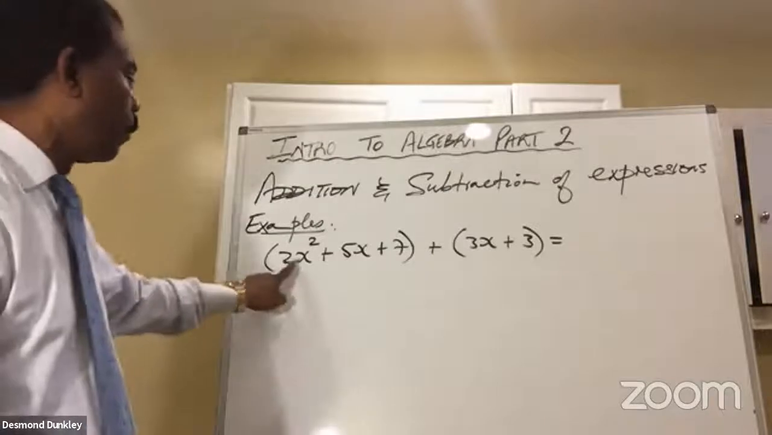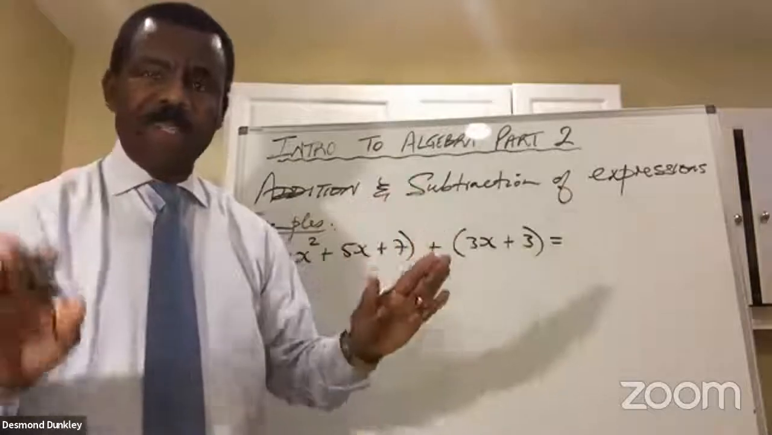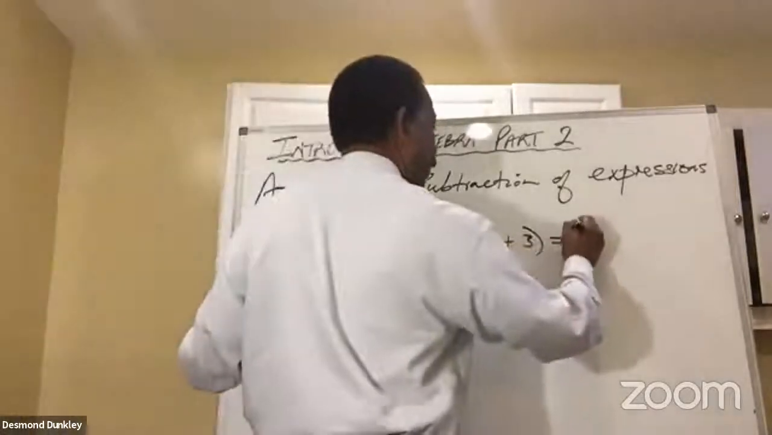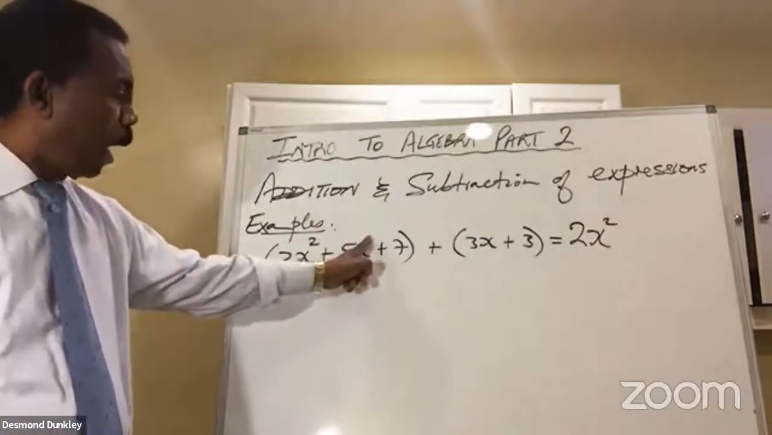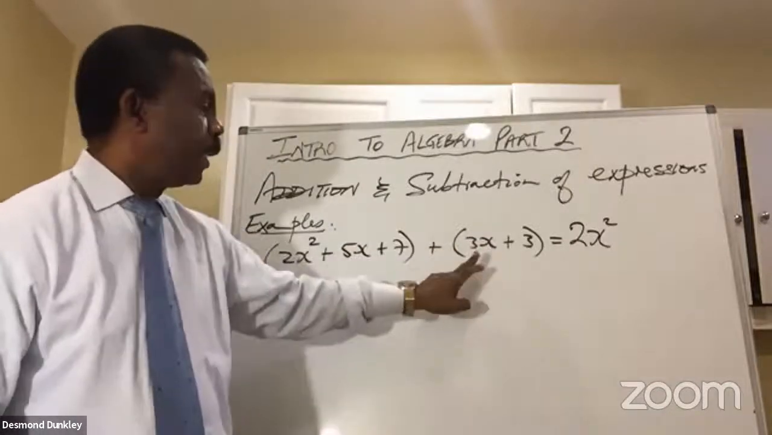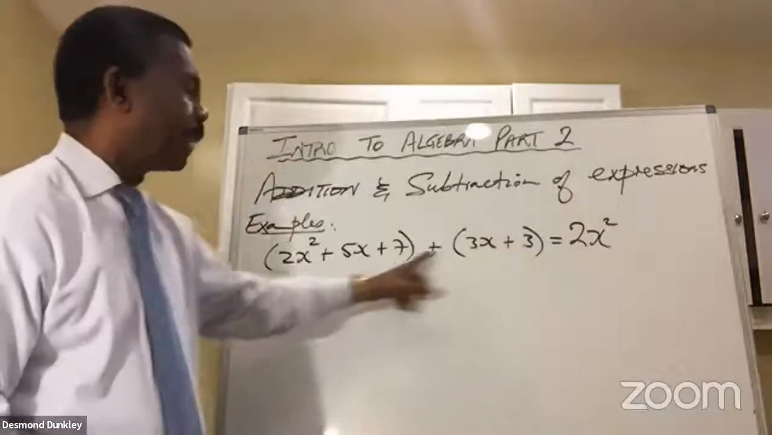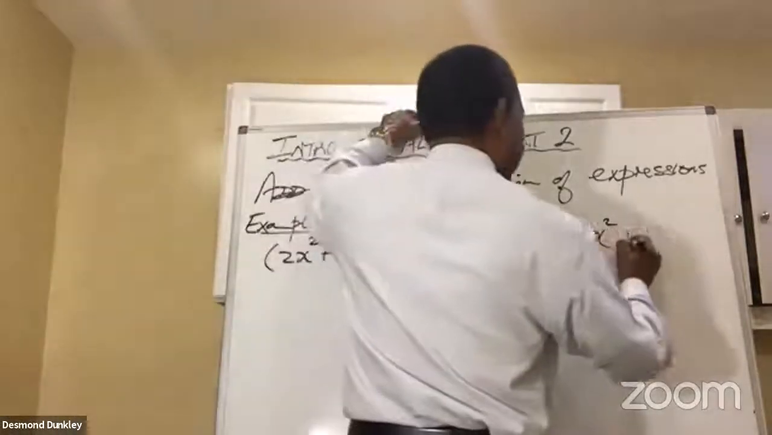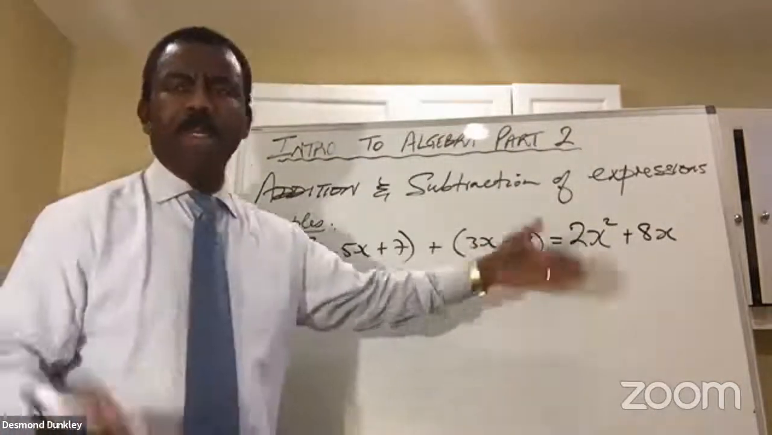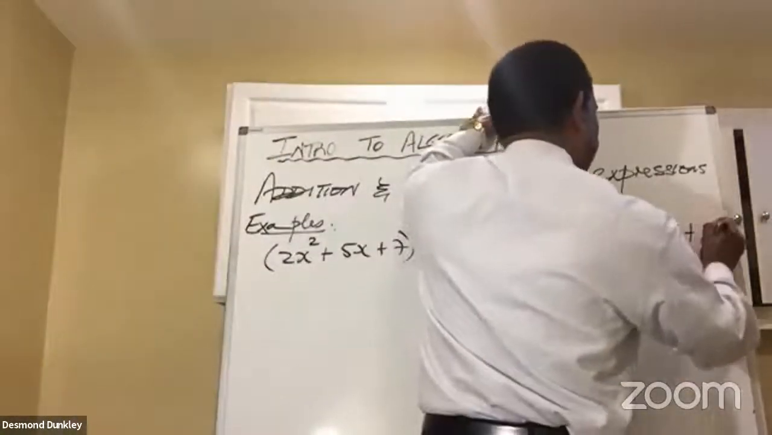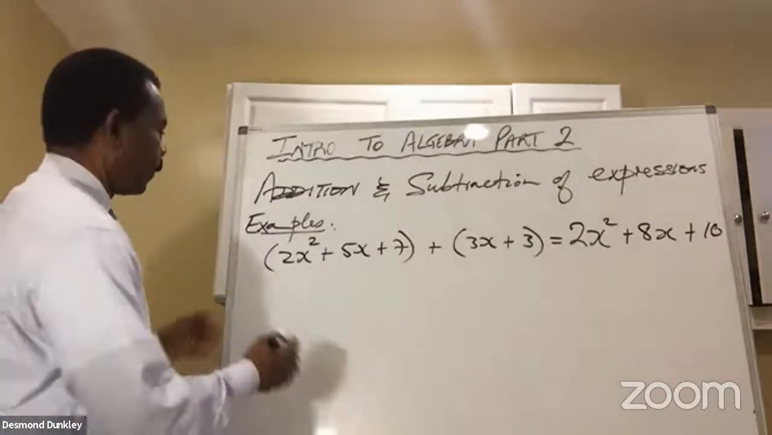All we have to do is go through 2x squared. Is there a term with x squared over here? No, there's none. So therefore, it stays by itself. This is a 5x, the power is 1. 3x, the power is 1. So these two are like terms, so therefore you can put them together. 5x plus 3x is 8x. And finally, 7 plus 3, 10. Okay, not complicated at all. Let's try another one.